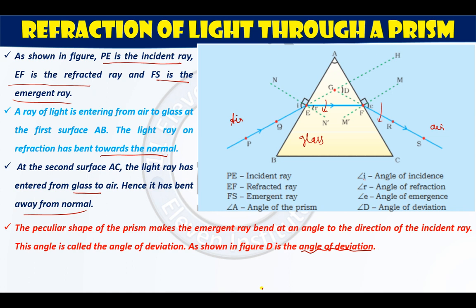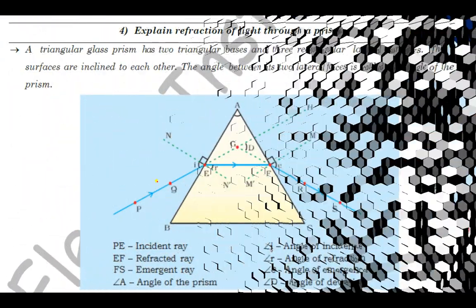Don't be confused between the angle of prism and the angle of deviation. This is the angle of prism, the angle between the two lateral surfaces of the prism, and this is the angle of deviation, the angle between the incident ray and the emergent ray. I hope this is quite clear to you.